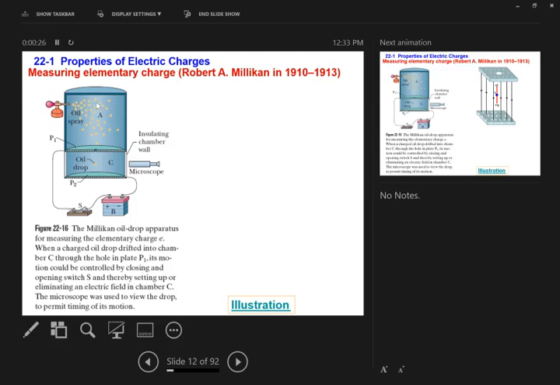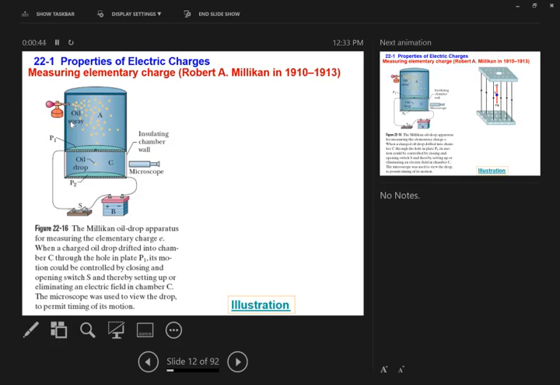Okay, so what he did, he performed a simple experiment where he had an oil spray and he sprayed drops of oil. He knew what kind of oil and he knew the density of this oil. When he sprays this oil, it gets charged by the spraying system, because the drops are rubbing against the wall of the sprayer and they become charged.